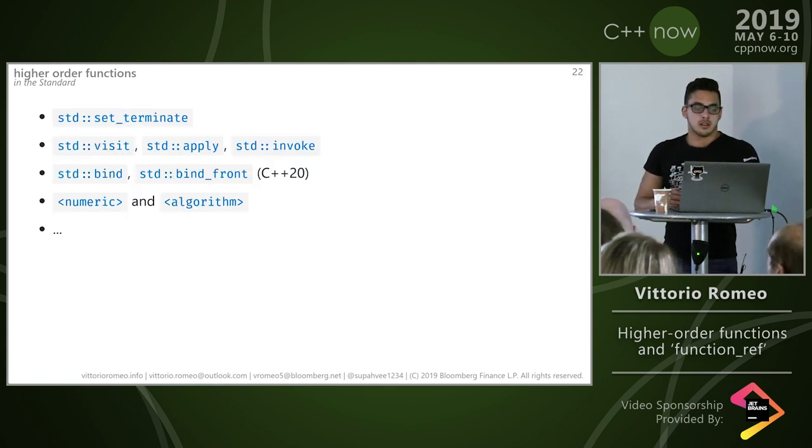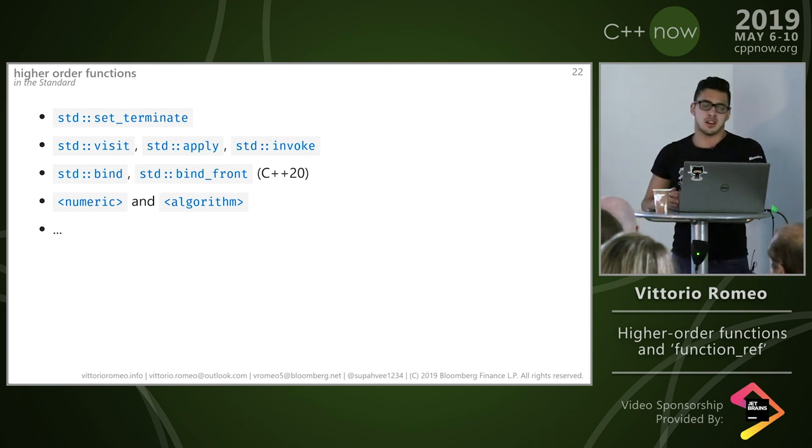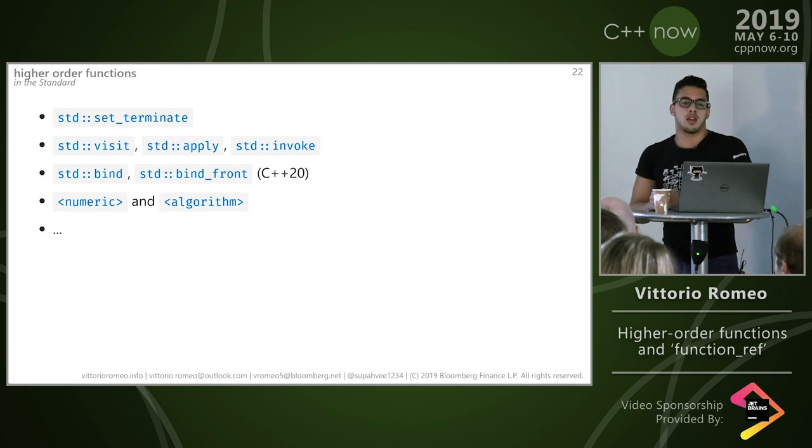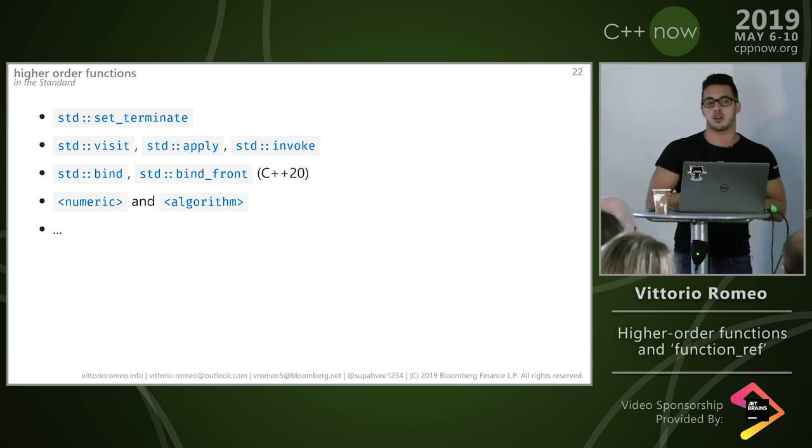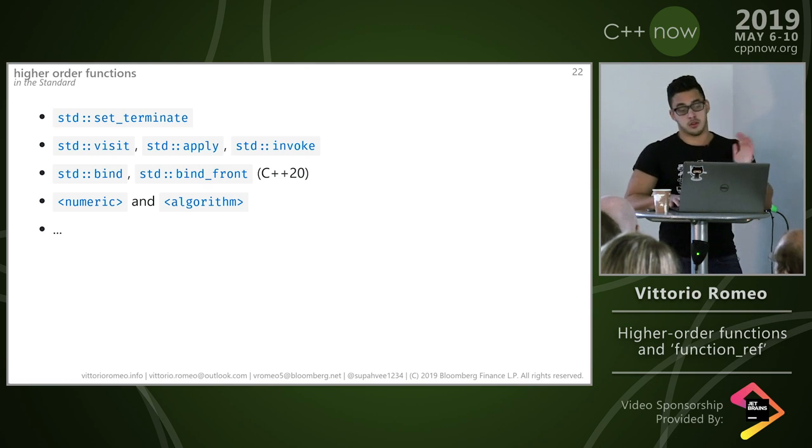In the C++ standard, we mentioned algorithm and numeric, which are the most common ones, but we also have a bunch of other things. On the same vein as atexit, we have set_terminate, and also we have utilities to, for example, work with tuples and variants like visit and apply. std::invoke technically is also a higher-order function, and then also bind and bind_front, which are the second kind, are functions that return other functions that you can call with bound arguments. There's plenty more, so this is just a few examples.